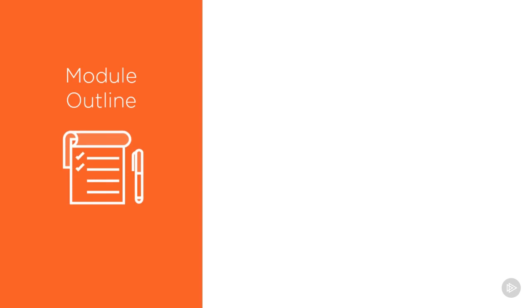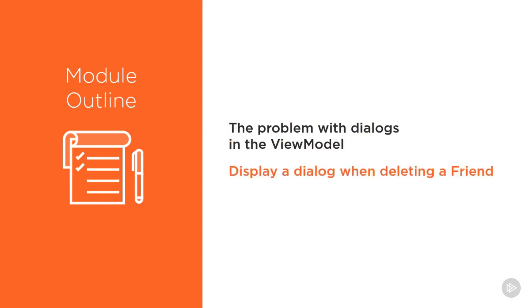The first thing that I want to show you in this module is the problem with dialogs in the view model. You will see that you can't use a dialog like the message box directly in your view model because then it's not testable. Then we will learn how to make the view model with the dialog testable, and we will display a dialog in the friend storage application when deleting a friend. We will ask the user if he really wants to delete the friend when he clicks the delete button. Then he can choose yes or no. Okay, cool. So let's start with the problems with dialogs in the view model.